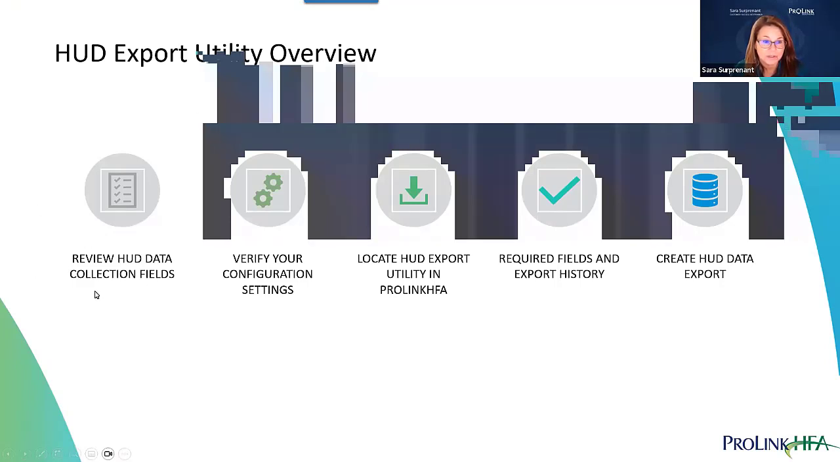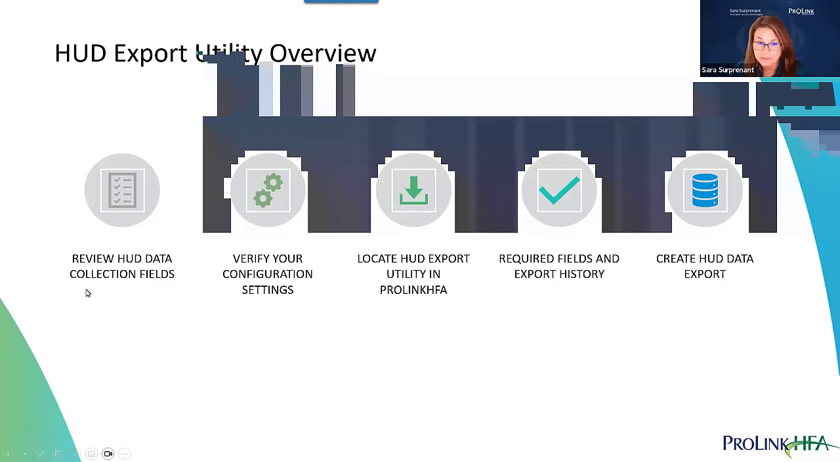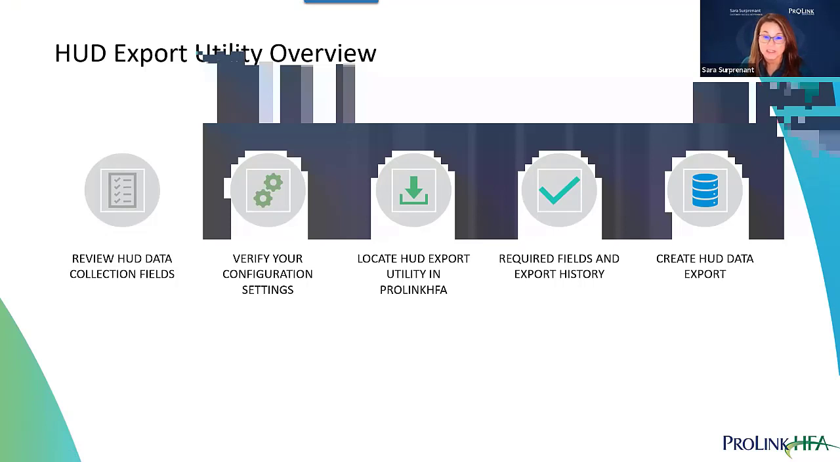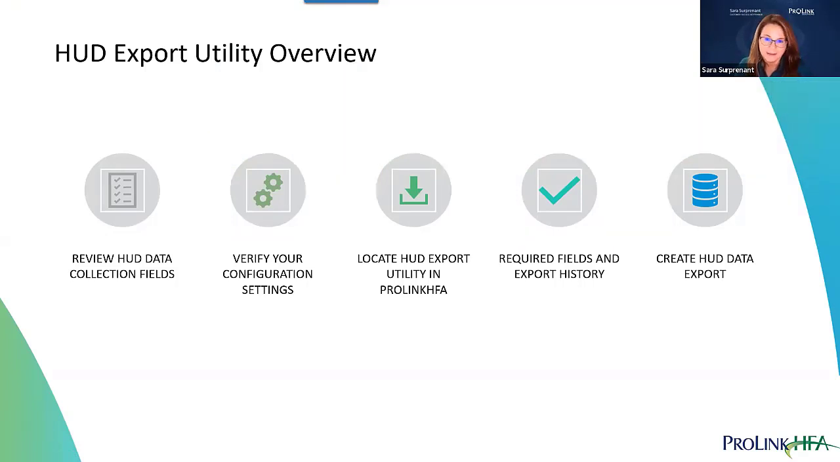So the first thing you want to do is review the HUD data collection fields and make sure that your data is there. If you're pretty confident that the way that you've set up your data is good, it's not going to be a time-consuming effort on your part. In most situations, the happy path of getting your data in correctly is the assumption that you have an associated tax credit deal in ProLinkHFA that is set up and connected to your portfolio property, and then your compliance programs and your bins and all those things.